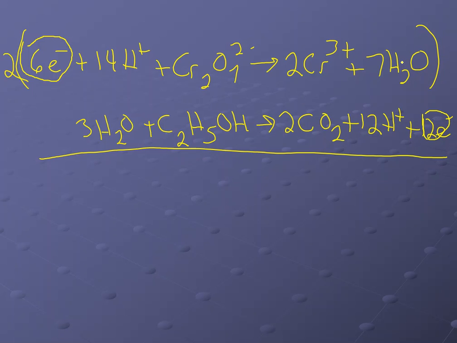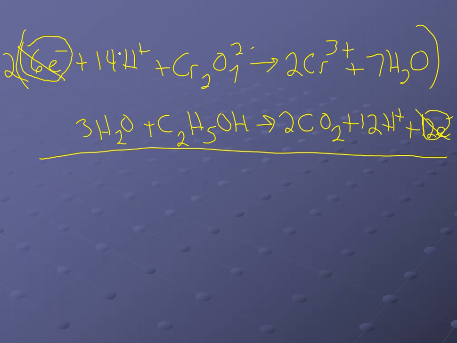I'm going to cancel out like species from left to right. Okay, if I have the same species on the left side, it's going to cancel out with the species that are on the right side that are exactly the same. So essentially I have 12 electrons here, I have 12 electrons here. So those electrons are going to wipe out.